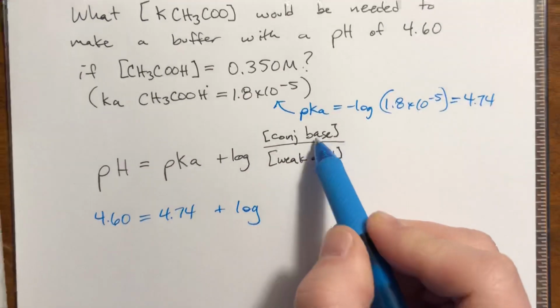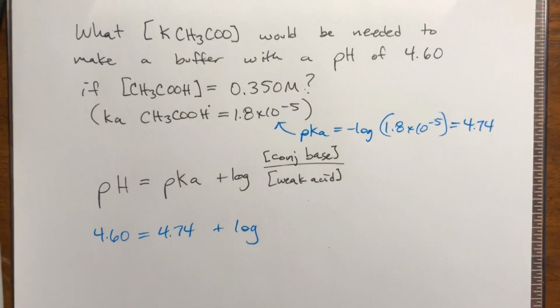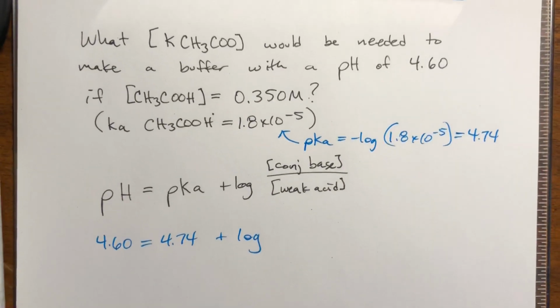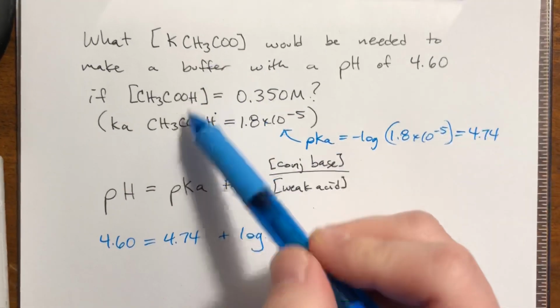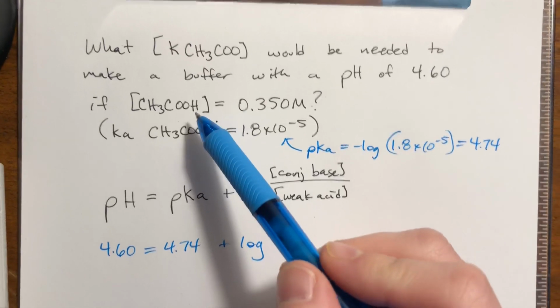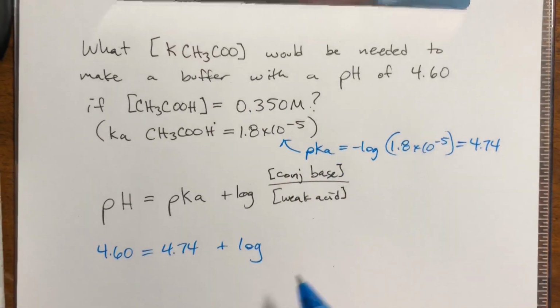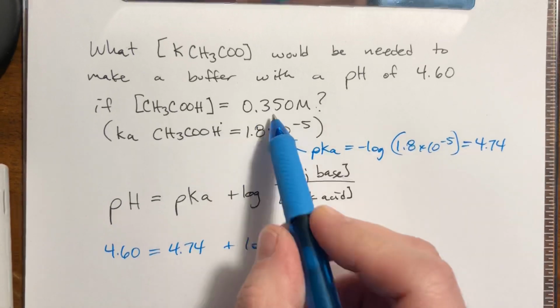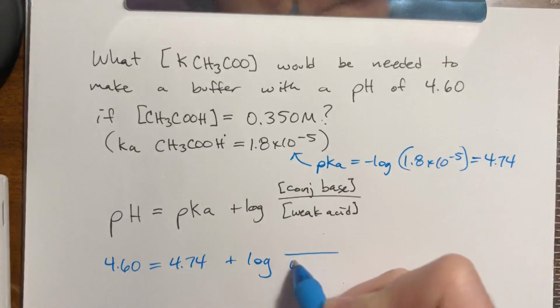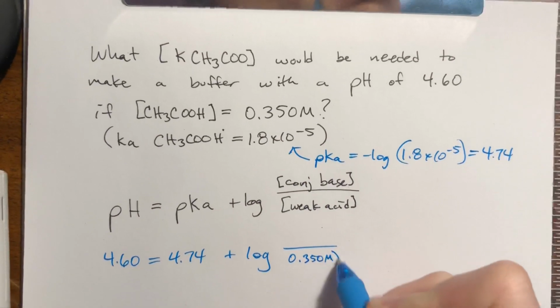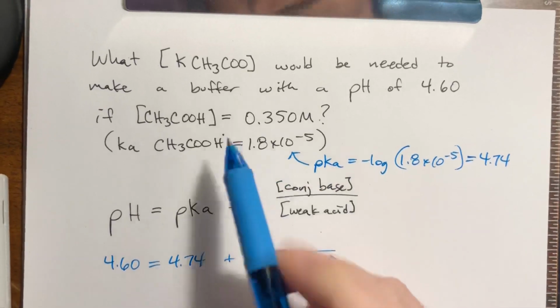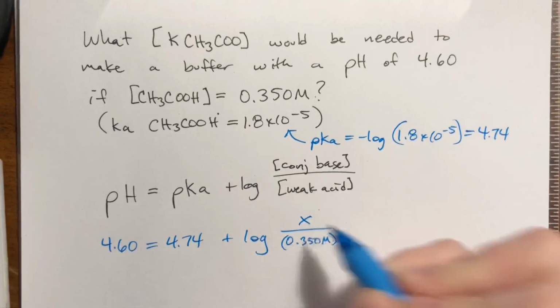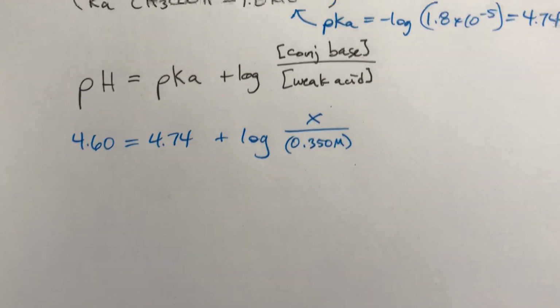Plus the log of conjugate base over weak acid. Half the battle is figuring out which one's which. Honestly, what I'm going to tell you is, whichever one has more H's is the acid. So we know our concentration of weak acid is 0.35, and we don't know our concentration of conjugate base because that's what we're solving for. I'm just going to leave it as an X. So literally it's just a bunch of algebra.